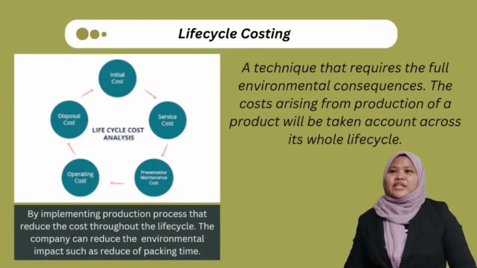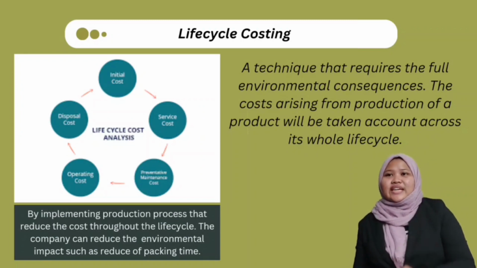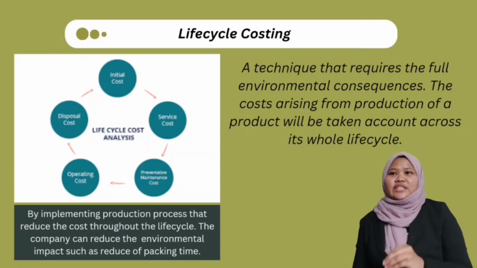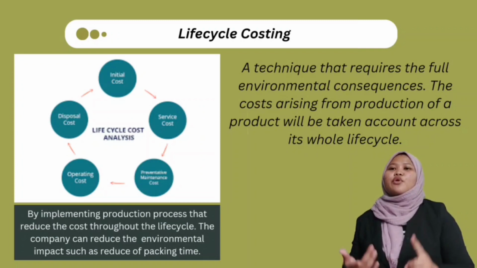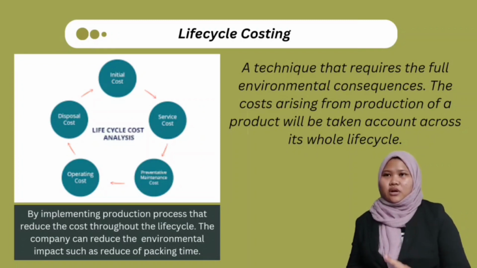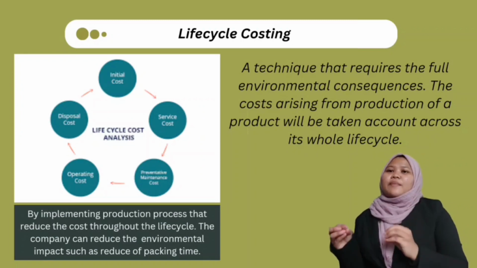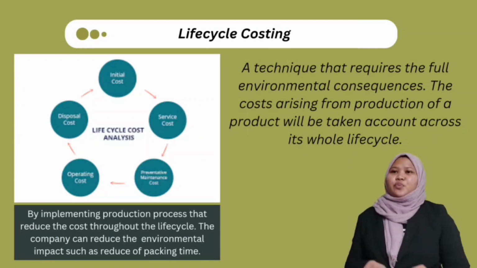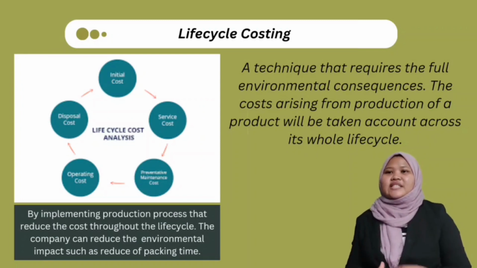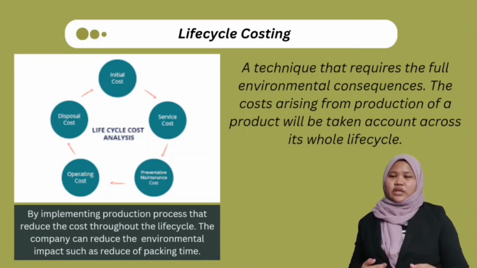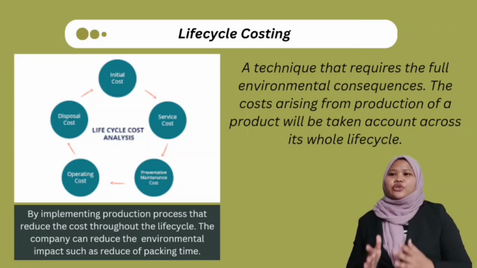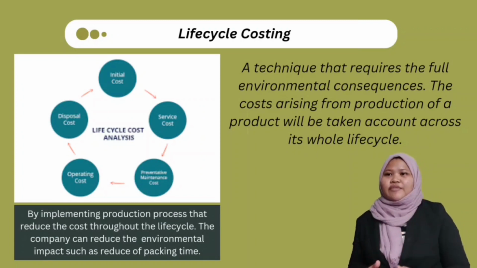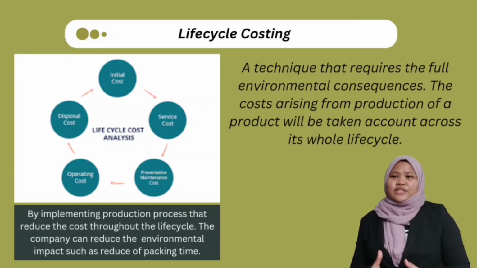The last one is life cycle costing. This technique requires full environmental impact. Therefore, all costs that arise from production will be taken into account from the beginning to the end of the cycle. For example, purchase costs, production costs, maintenance costs, and disposal costs. For instance, if the company uses different types of packaging for products of different purposes, even though the product is the same, the company will use extra time to do the packaging and it causes the cycle to be longer. To prevent this, the company should use standardized packaging to reduce time for packaging and eventually reduce the environmental costs related to the cycle.